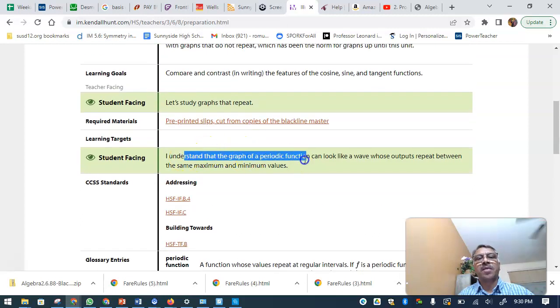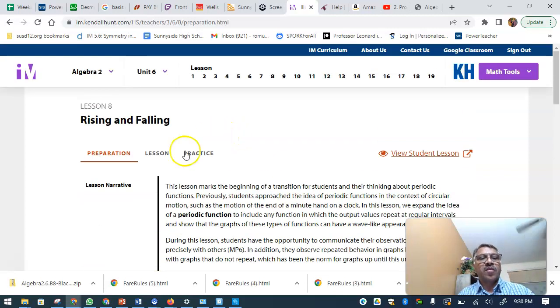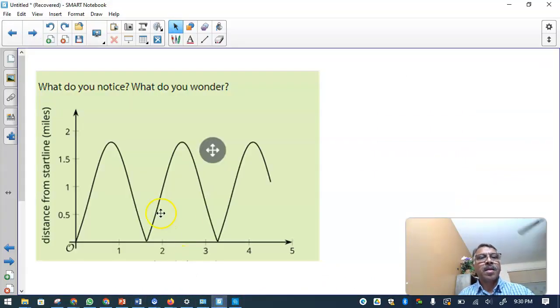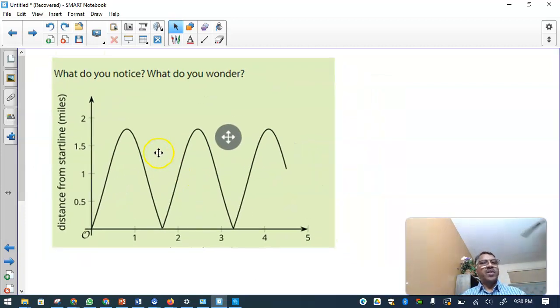I can understand the graph of a periodic function; it can look like a wave whose outputs repeat between the same maximum and minimum. So let's see what's going on here straight away. The first one is, if you see here, what do you see and what do you wonder? You're supposed to write here. I want you to pause the video for some time and see what you see here.